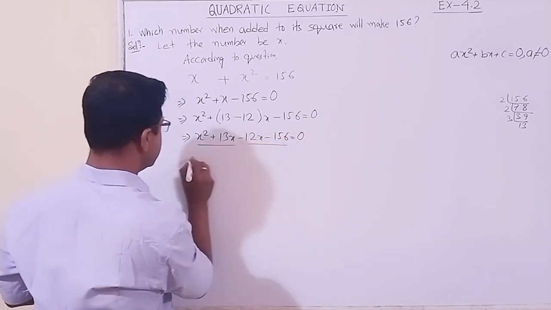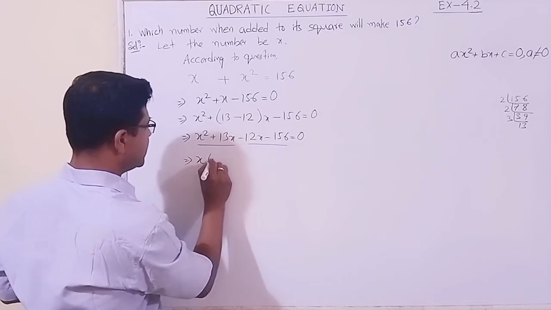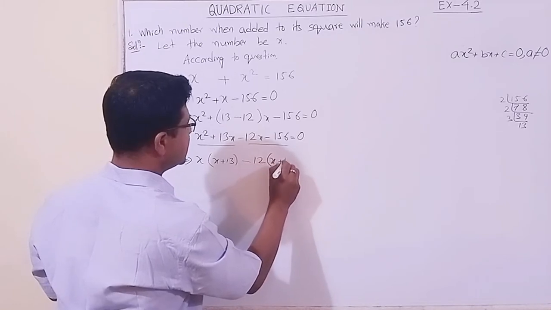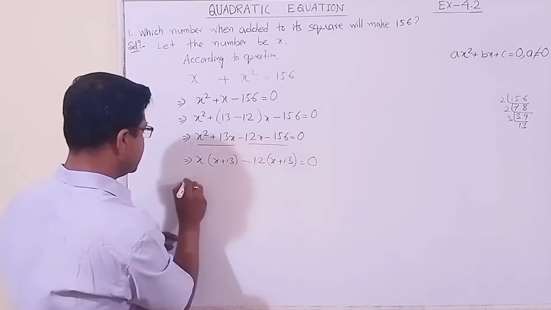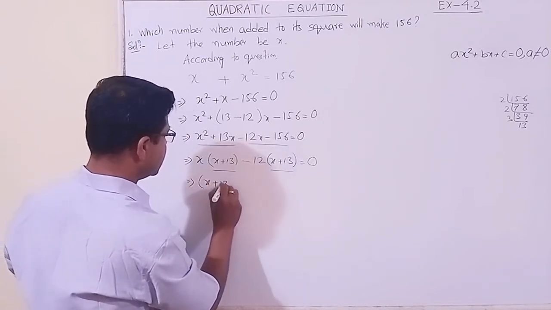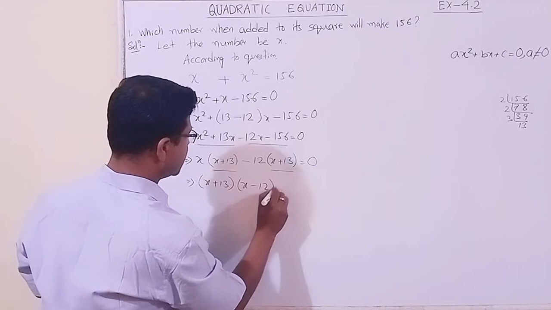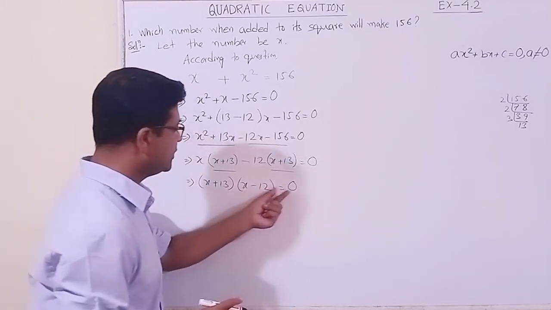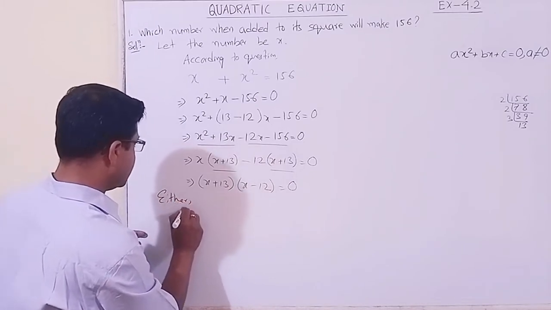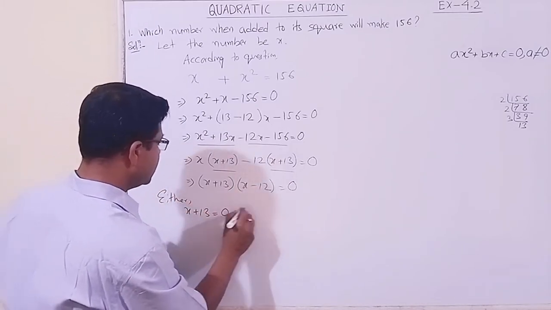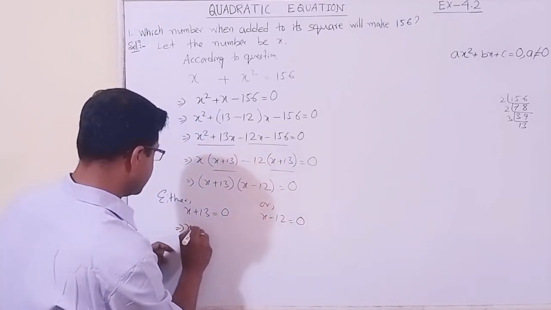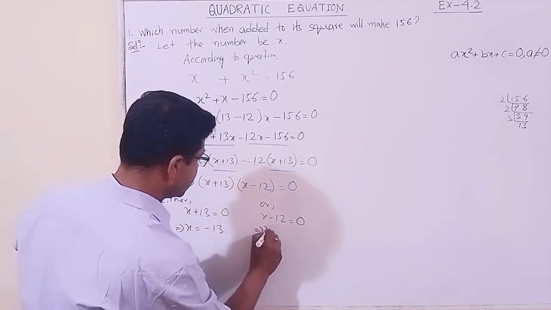We will make a pair. This is a very easy part. x is common, x plus 13, and here what is common? 12 is common. x plus 13 is equal to 0. Now here what is common? Here x plus 13 is common. What will be left? x minus 12 is equal to 0. Now the product of two terms is 0, so either this is 0 or this is 0. Either x plus 13 is equal to 0 or x minus 12 is 0. x is equal to minus 13, x is equal to 12.